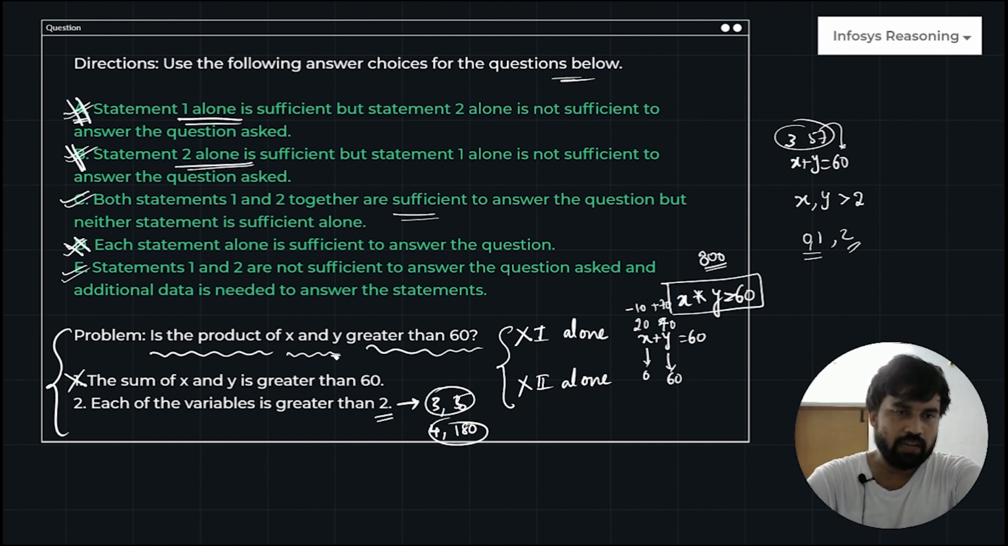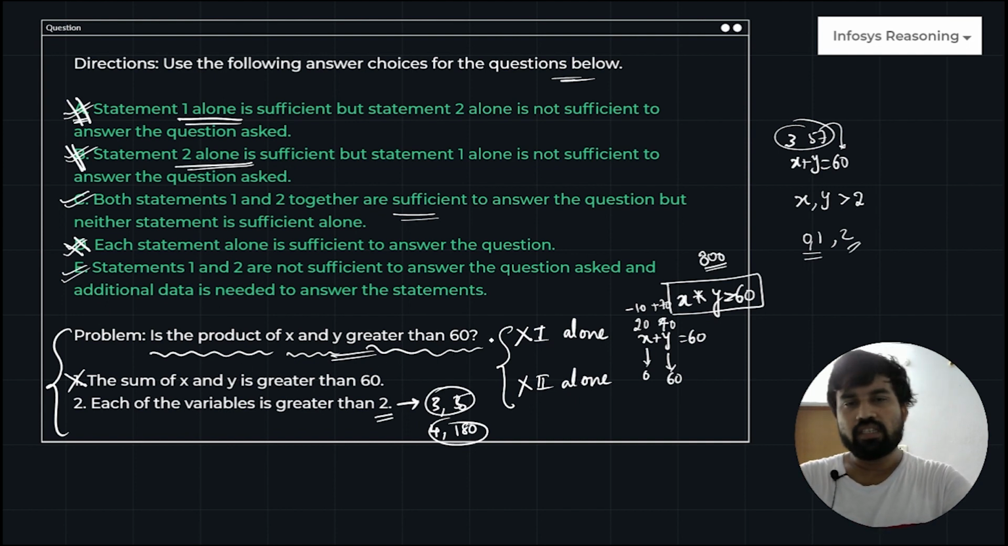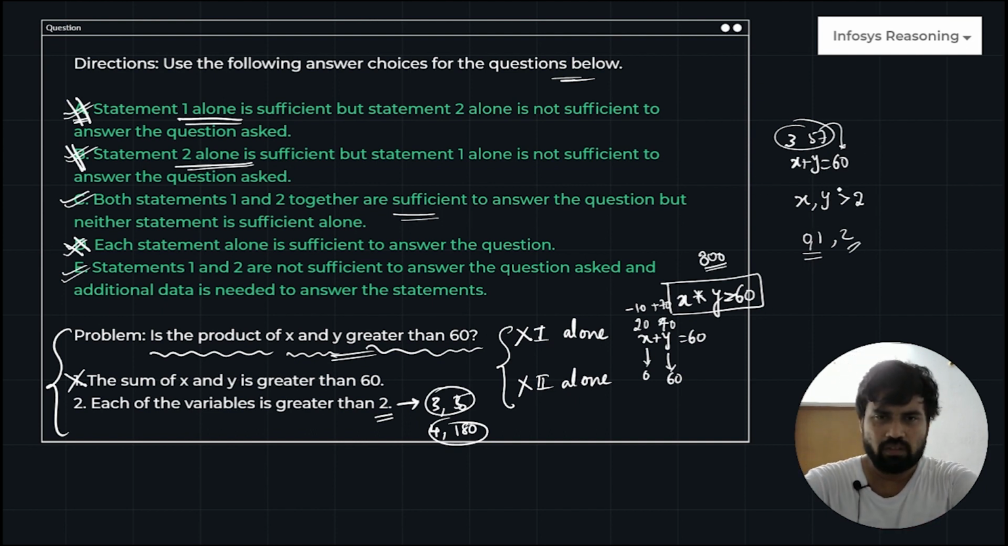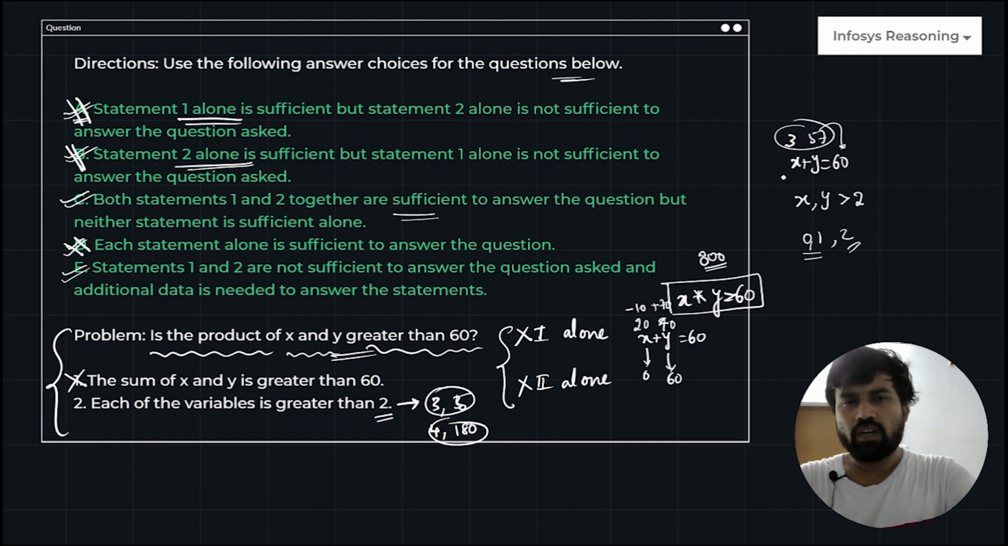So I am getting the answer. It may be more than 60 or less than 60, we don't have to bother about. You have to choose whether the product is more than 60 or not, right? So I don't bother about the values, I just bother about greater than 60 or not, that's it. So just look into this. I will be taking both are equal.